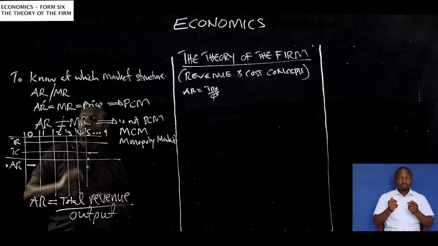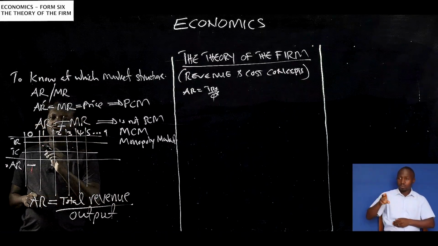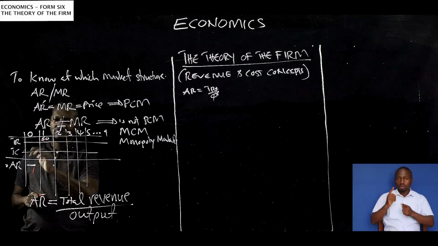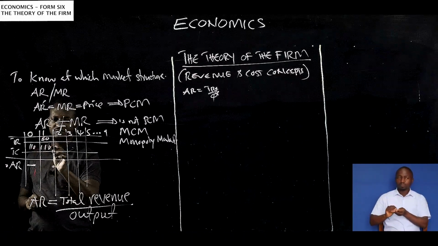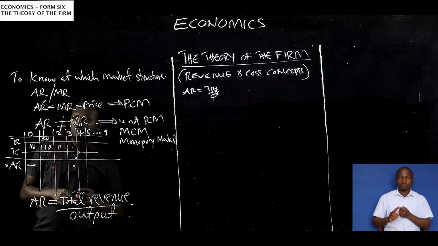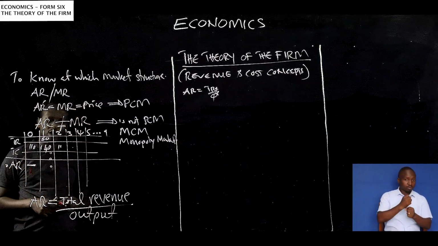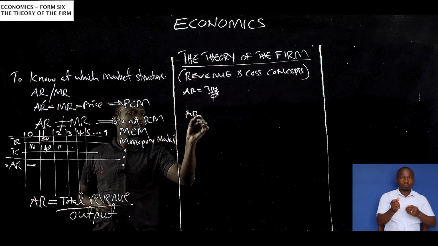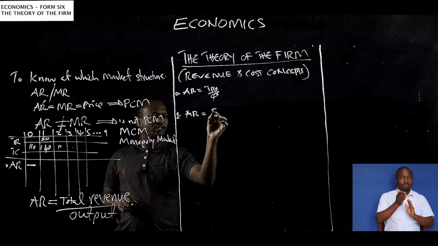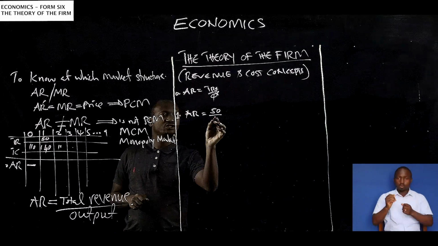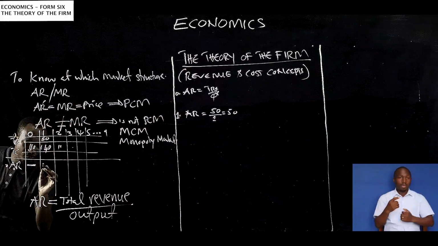But at 1 output level, we see the total revenue value, which is 50, and total cost. Total revenue is 50, output is 1. So to get average revenue at one output level, we take total revenue, which is 50, and divide by output, which is 1. So we get 50 average revenue. At one output level, average revenue is 50.